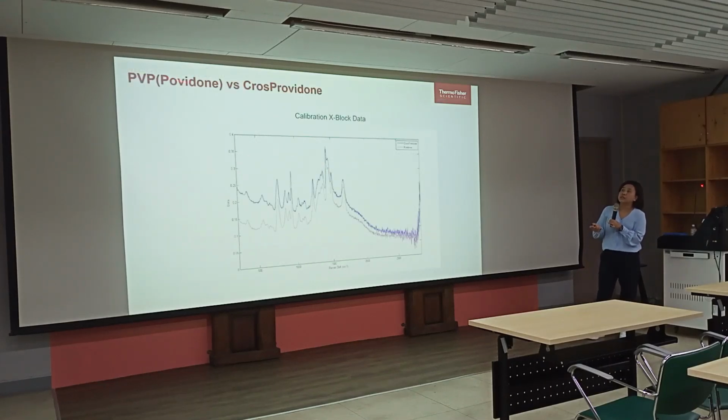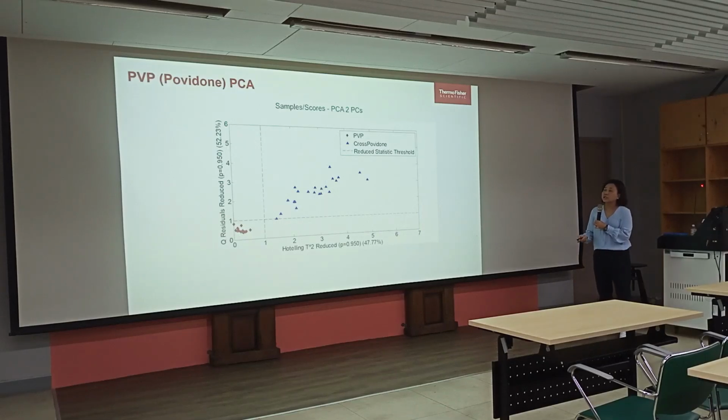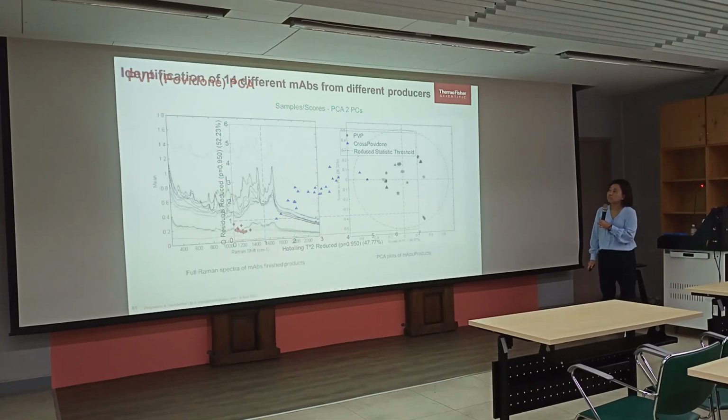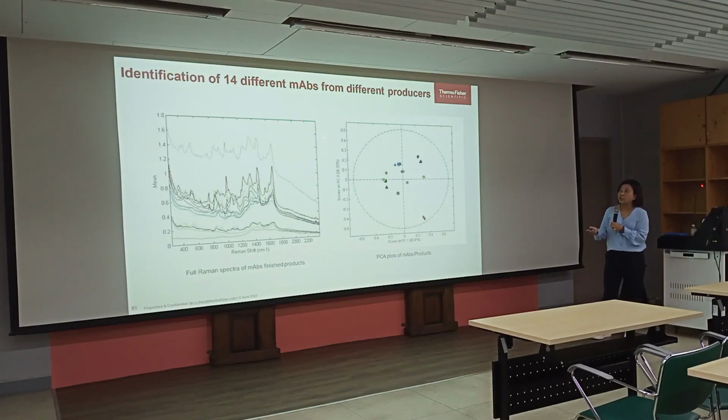And another example is also a very common raw material in pharma. The povidone and crospovidone look very similar. And we put them in the chemometric software to build the model. We found these 2 groups also can be separated well, no overlapping to each other. And it can also be used to identify 14 different types of monoclonal antibody. So this is for the biologic samples, and it can also differentiate some of the monoclonal antibodies.